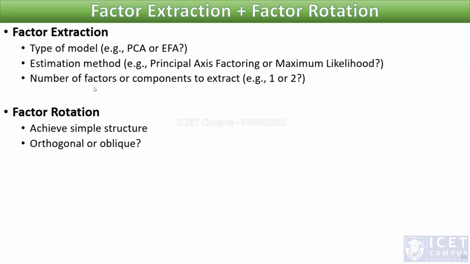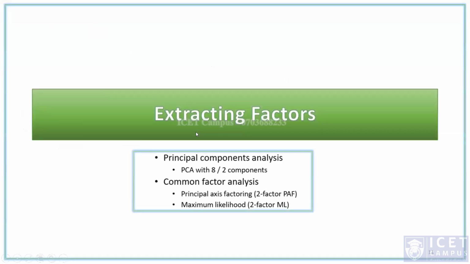Then the number of factors or components to extract. Sometimes we have to define how many factors we have to extract, and sometimes it can automatically divide into groups. Then factor rotation: we use orthogonal and oblique factor rotation. Then extracting factors: principal component analysis with two components and 8 components, and common factor analysis, that is principal axis factoring and maximum likelihood. So we'll talk about these three actually.